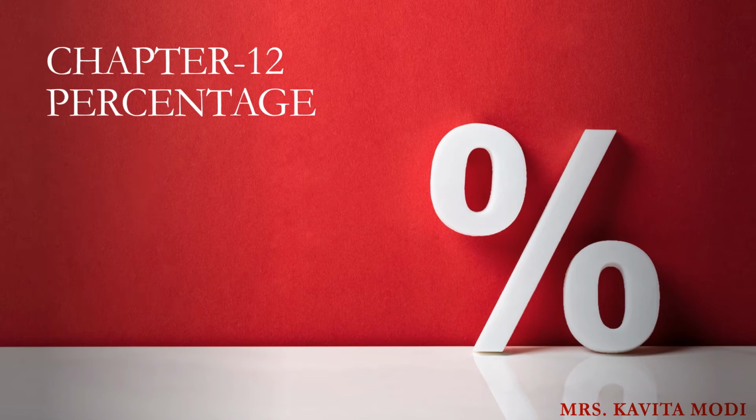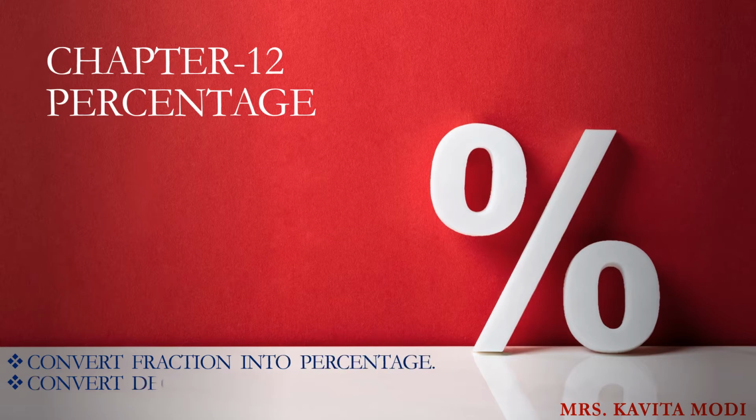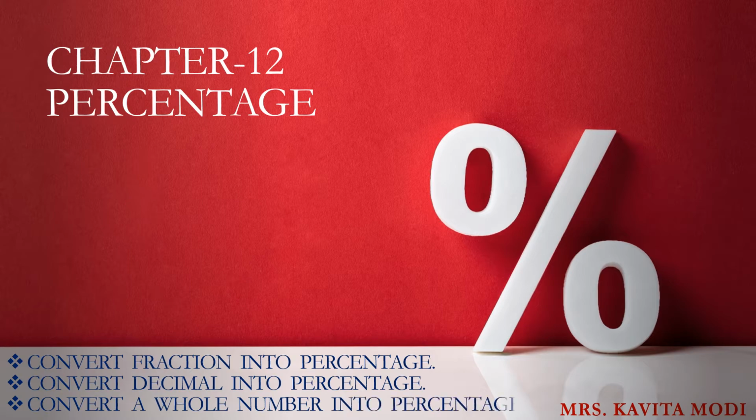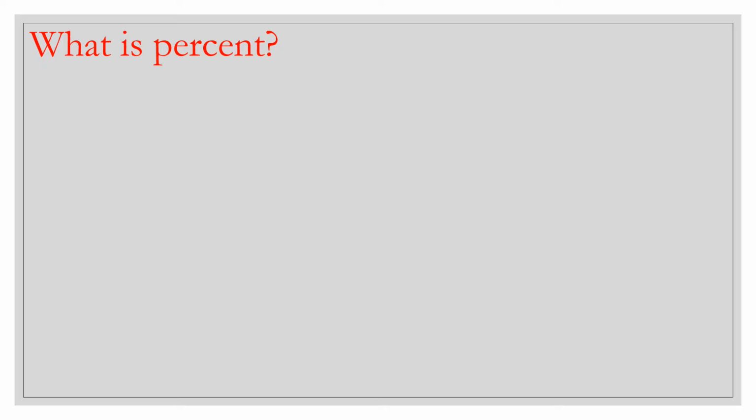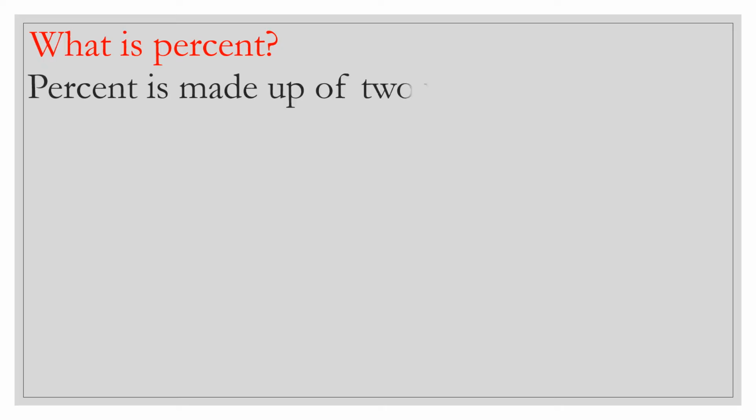Today we are going to continue chapter 12, percentage. In this chapter, our topics are convert fraction into percentage, convert decimal into percentage, and convert a whole number into percentage. Let's recall percent. Percent is made up of two words, per plus cent.